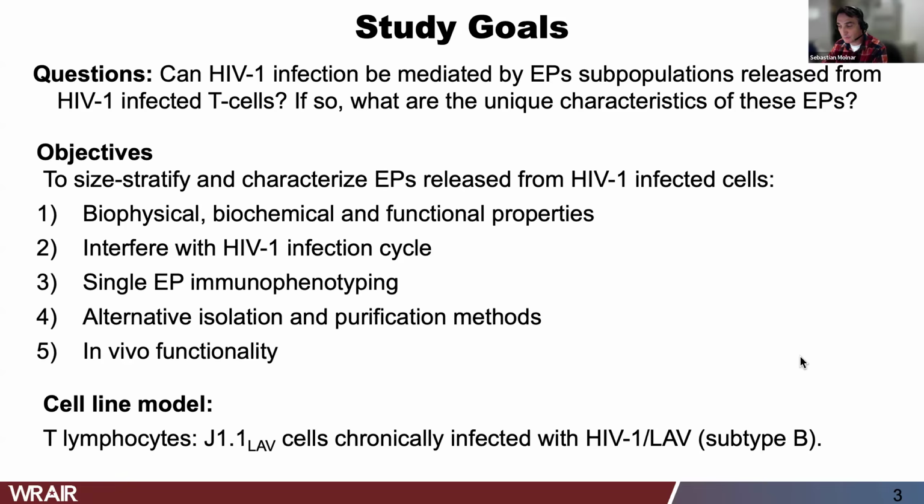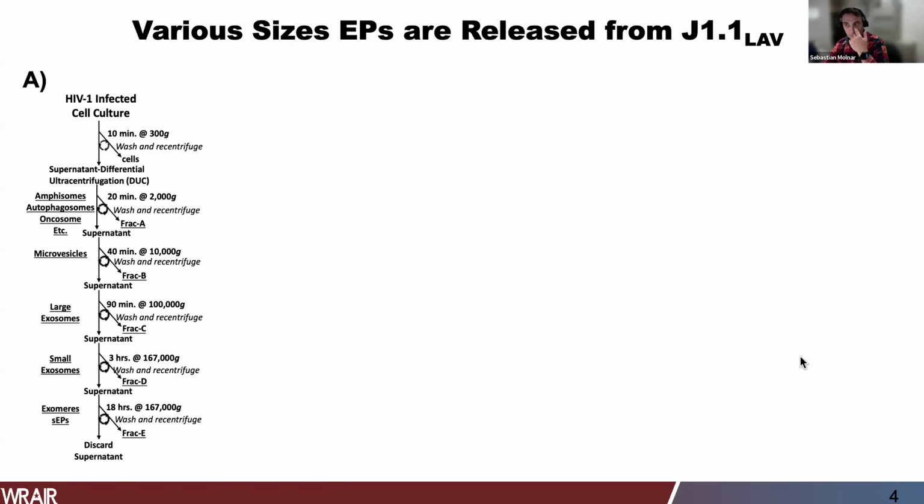The cell line model we used was the J1.1 LEV HIV-infected T cell line, which is chronically infected with the subtype B virus. The first method of isolation was differential ultracentrifugation, as we can see in panel A, where we increased incrementally the speed and the time to obtain smaller and smaller extracellular particles.